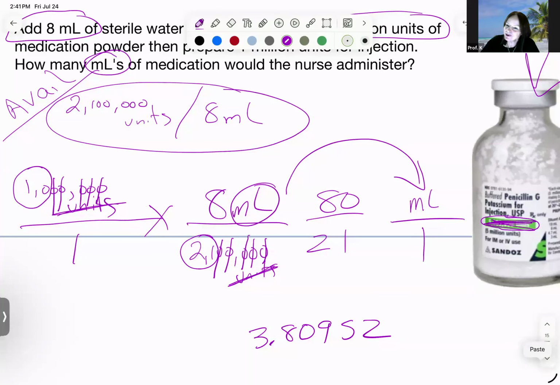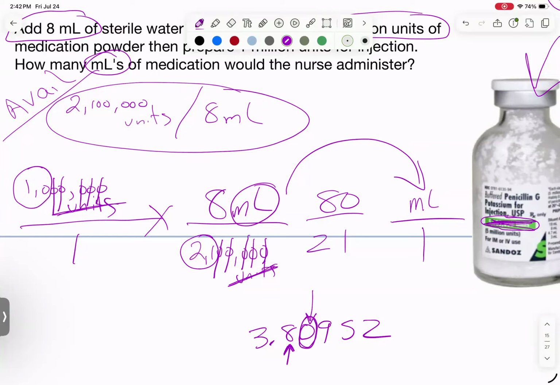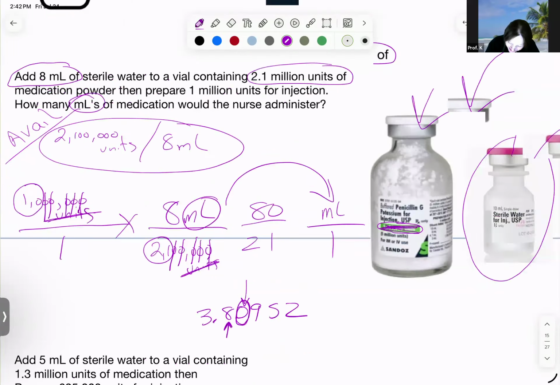What are the rounding rules? Any number between 1 and 10 we round to the nearest tenth, so I round to one decimal. I have to look to the right, and the digit to the right is a 0, so the answer is 3.8 milliliters.